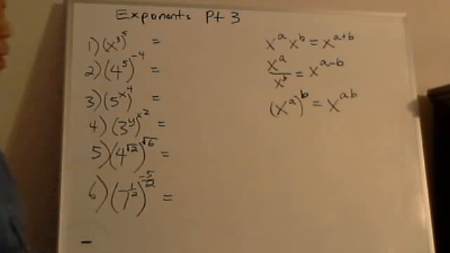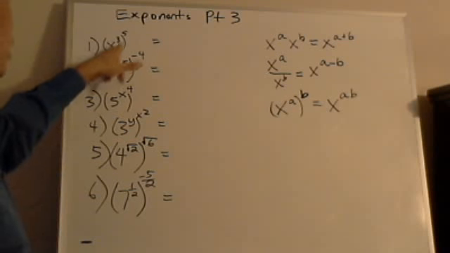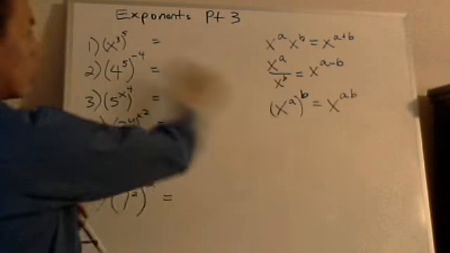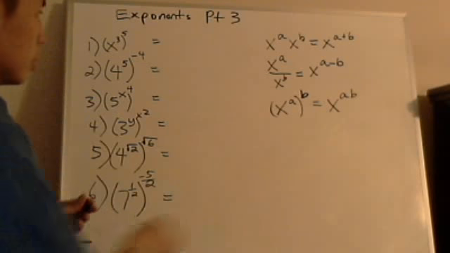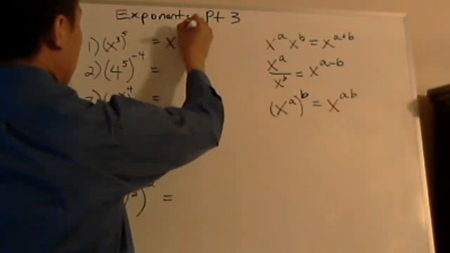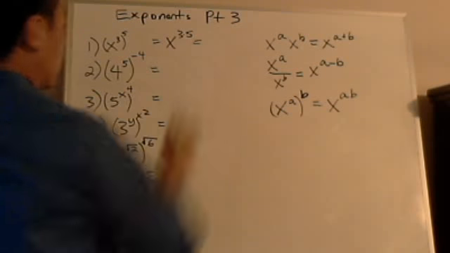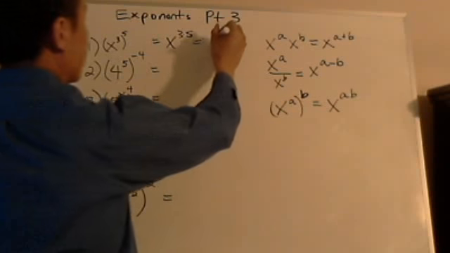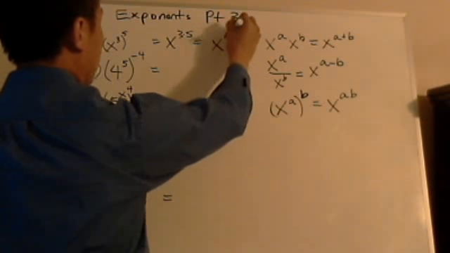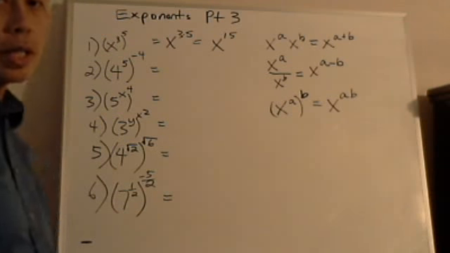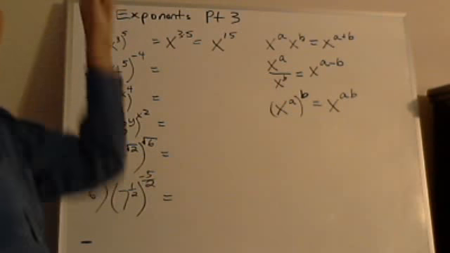So let's do number 1. So we have x cubed to the 5th power. So what do we do? See, power on power. So what we do here, we multiply, right? So x to the cube to the 5th power, you just multiply 3 times 5, and you'll get x to the 15th power. Pretty simple problem.